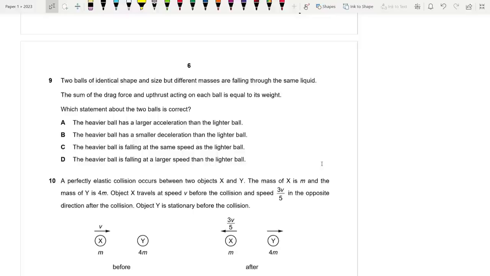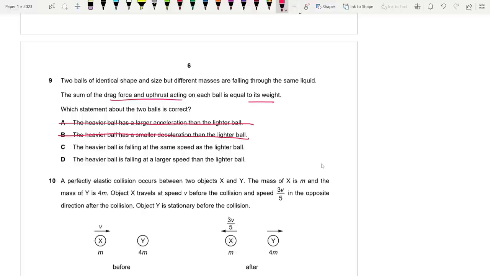Number 9, two balls of identical shape and size but different masses are falling through the same liquid. The sum of the drag force and upthrust acting on each ball is equal to its weight. Which statement about the two balls is correct? The heavier ball has a larger acceleration than the lighter ball. The sum of the drag force and the upthrust is equal to its weight. But hear me out. The sum of drag force and upthrust is equal to the weight, so there is no net acceleration, right? They are moving at constant speed. So we can't talk about these. A and B are wrong, because acceleration is totally out of the equation. It's between C and D.